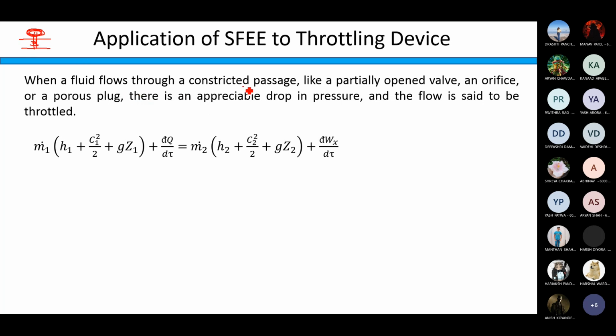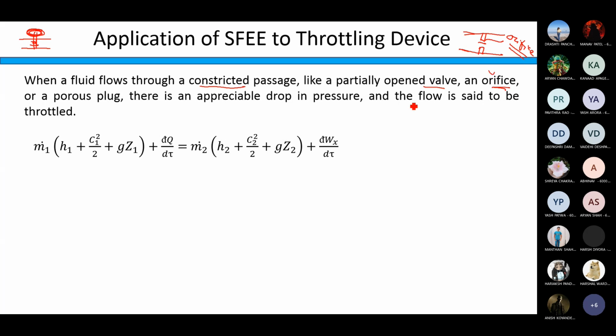So when a fluid flows through a constricted passage, like a partially open valve or an orifice. What is an orifice? You can have a pipeline like this, and if you attach a disc in between, with a hole drilled at the center of this disc, and attach it inside the pipeline, this configuration is called an orifice. You will study more about orifices in fluid mechanics. Remember the flow area is constricted here, almost half the diameter of the pipe, so the flow area will be reduced.